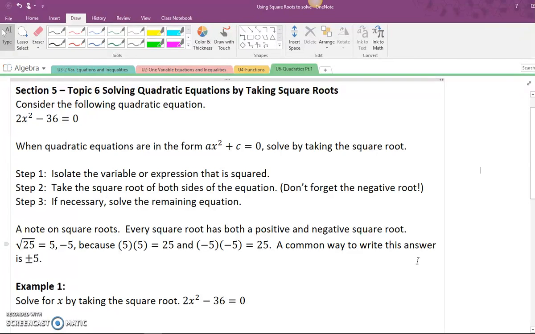Step 2, take the square root of both sides of the equation. Don't forget the negative root. And step 3, if necessary, solve the remaining equation.